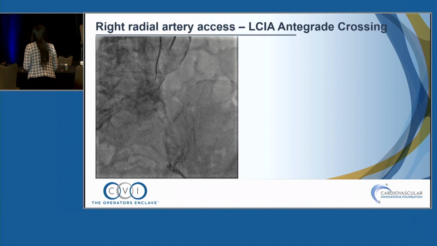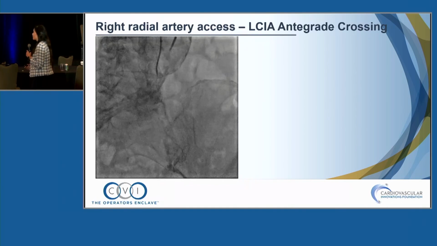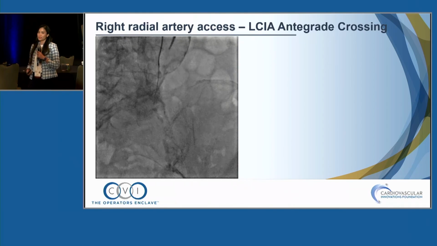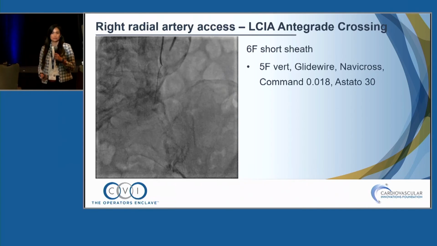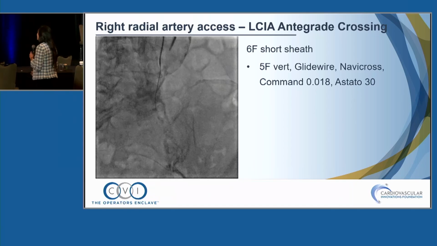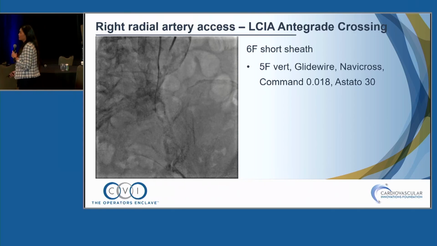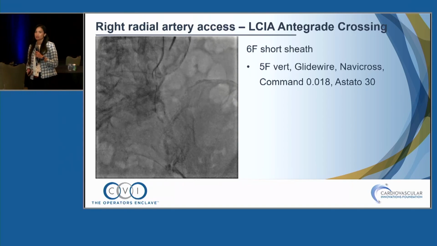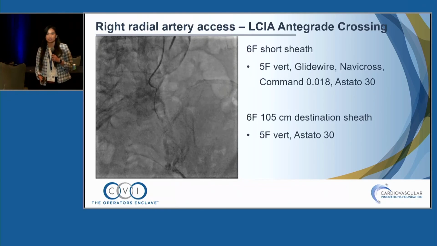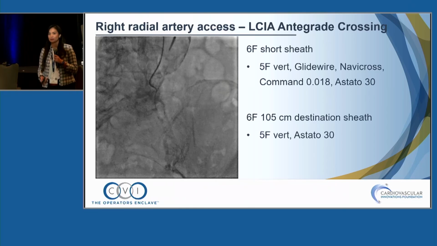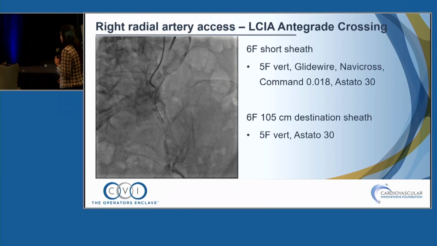We went up top. We got right radial access for an antegrade crossing strategy of the left common iliac artery CTO. We started with a 6 French short sheath, used a 5 French vert, a Glidewire, a Navicross, a Command 018, and an Astato 30. Still were not able to cross. So we switched out for a 6 French, 105 centimeter Destination sheath, and using a 5 French vert, we were finally able to cross with an Astato 30, as you can see here.